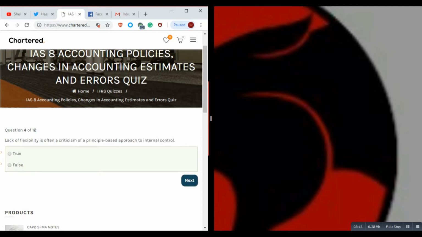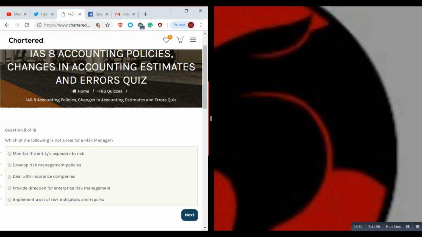Lack of flexibility is often a criticism of a principle-based approach to internal control. Having flexibility is a feature of a principle-based approach. Lack of flexibility is often criticized for a rule-based approach. So that is a false statement.